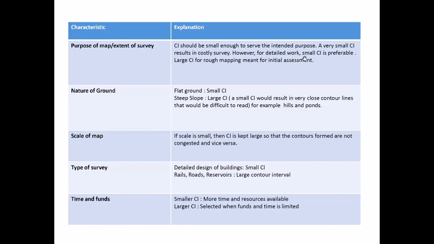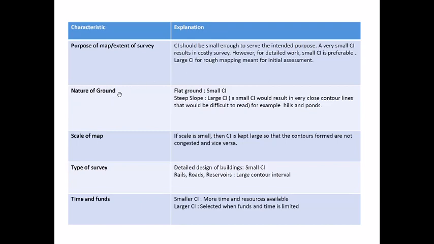However, for detailed work, a small contour interval is preferable. If you choose a small contour interval, you would be leaving out very little information about the land, and a large contour interval is for rough mapping meant for initial assessment. So for reconnaissance survey, for initial assessment, a large contour interval should suffice, but for detailed calculations such as finding out the volume of a valley, you need detailed work.